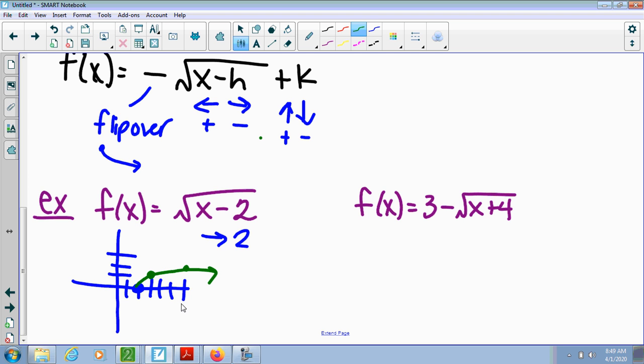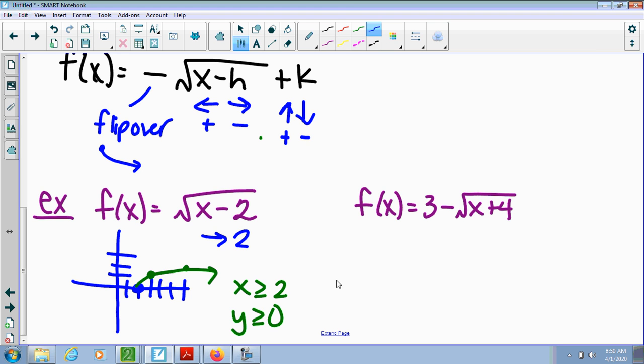And now we want to check back at our domain and our range, see if that's changed at all. Our x value now starts at 2, so x is greater than or equal to 2. And our y value didn't change at all because it didn't shift up or down, so y is going to be greater than or equal to 0. So it's all the y values above 0. Okay.